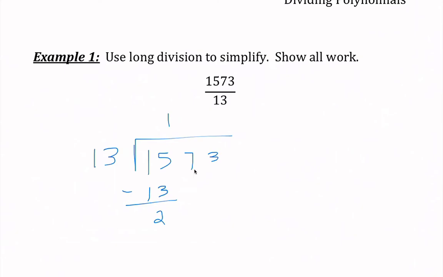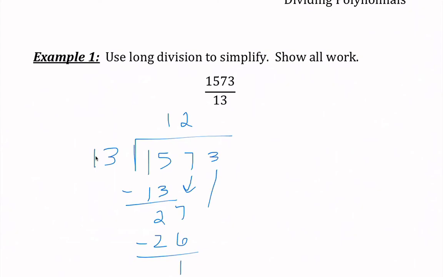Then after that, we would take this next number and drop it down. Now I have 27. So now I would start the process all over again. I need to figure out how many times will 13 go into 27. So 27 divided by 13. I know 13 goes into 27 twice. So I'm going to take this 2 and multiply it by 13. 2 times 13 is a 26. Then from there we would subtract those two numbers. 27 minus 26 is a 1.